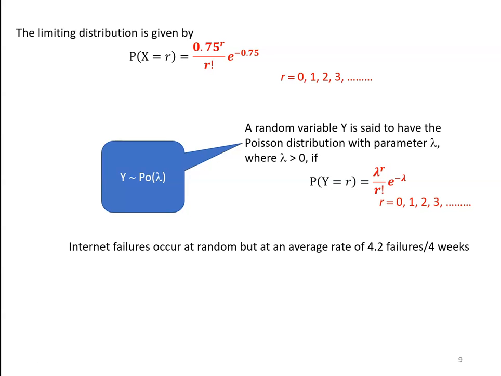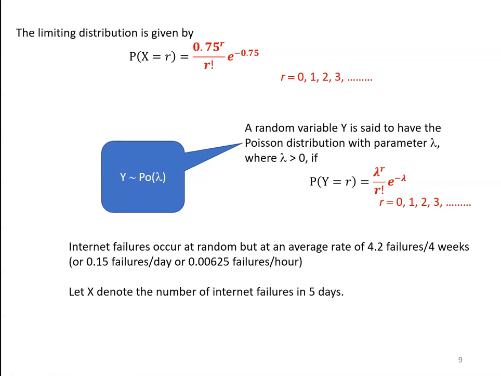Now what we have just been considering is internet failures occurring at a random but average rate of 4.2 failures per 4 weeks. We said that if x denotes the number of internet failures in 5 days, then the expected number of errors was 0.75. And we've seen through the different GeoGebra graphs and the different models that we had that it appears that x has the Poisson distribution with lambda equals 0.75.